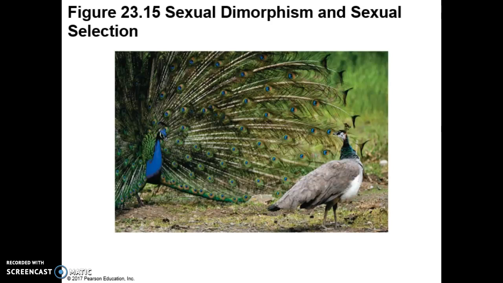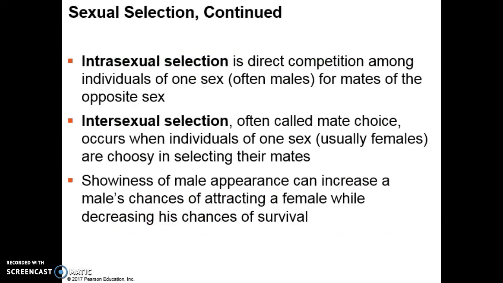The female is over here. The male has to show off to get a mate. So our coloration patterns get really crazy. If you're a bird of paradise, your mating dance gets really intricate, and your coloration pattern gets really unbelievably crazy. In terms of sexual selection, we've got intra and inter.